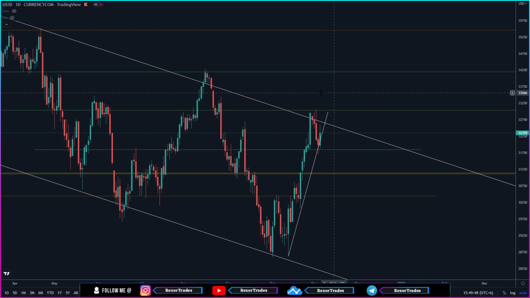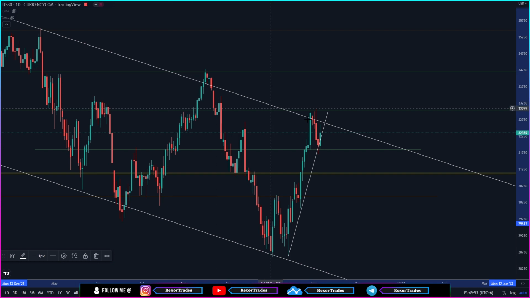Similarly, if US30 is to continue moving in respect to this higher time frame downtrend line, it needs to make a breakout of this uptrend line, which means it needs to make a breakout of this support level with further bearish momentum to continue pushing down.